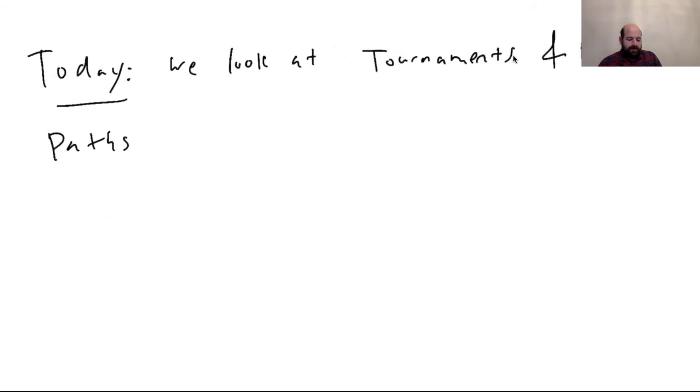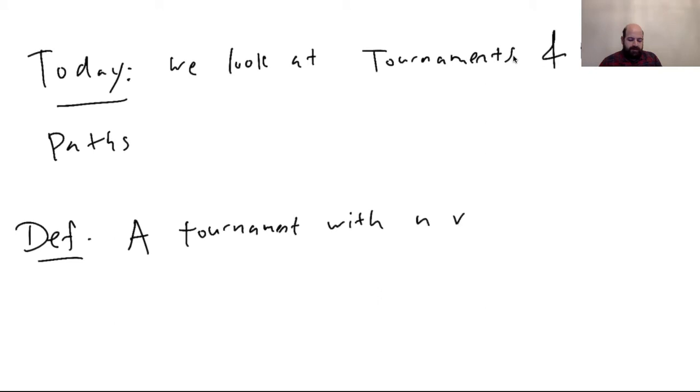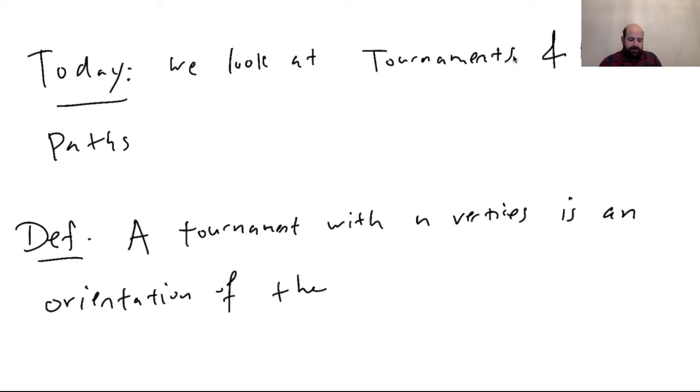Okay, first let's see what is a tournament in graph theory. So definition, a tournament with n vertices is an orientation of the complete graph Kn.